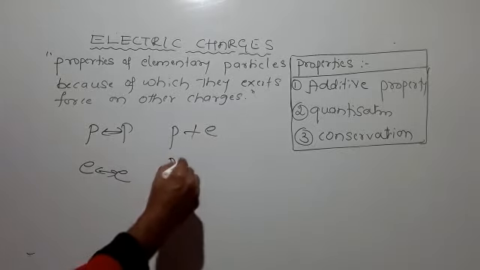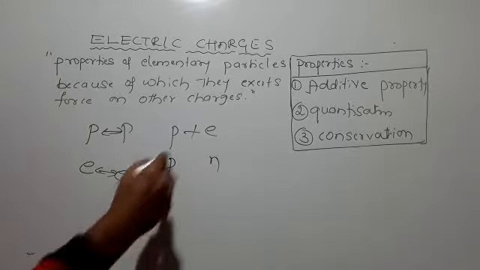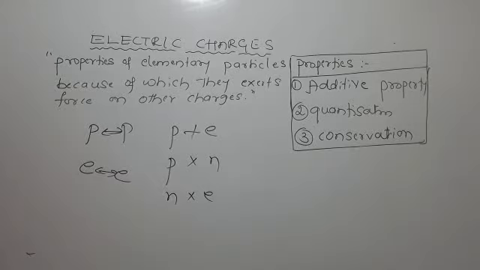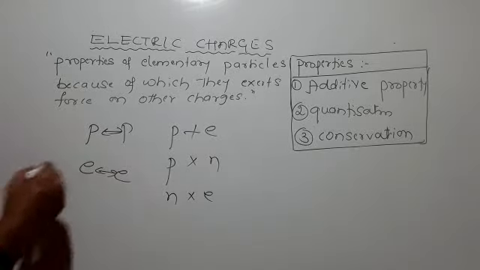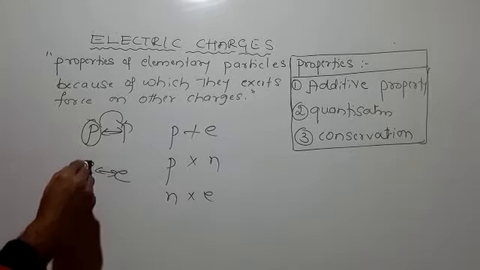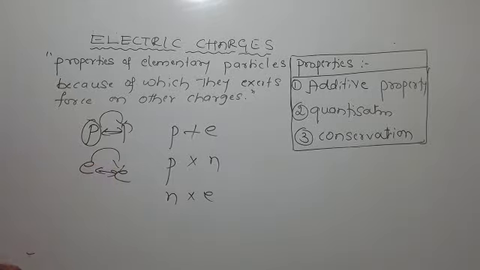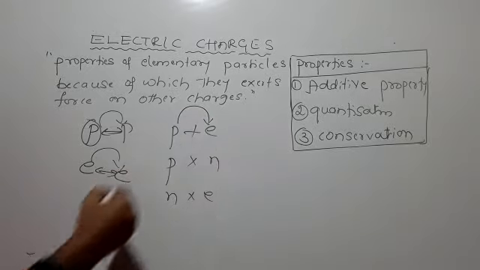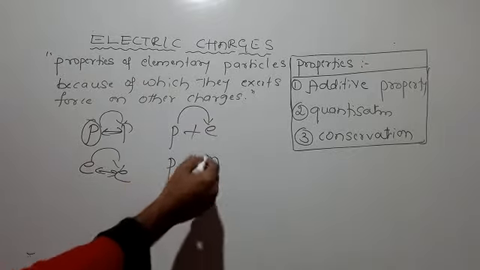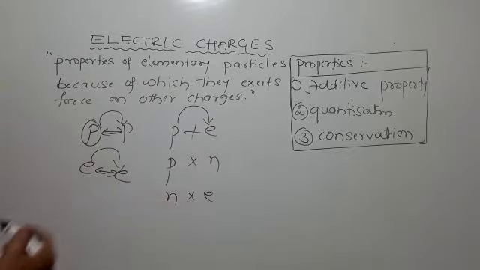If I consider proton and neutron, there is no force between them. Between neutron and electron, there is no force between the two particles. Therefore, an elementary particle like a proton exerts force on another proton. Electron exerts force on another electron. Proton exerts force on electron. Similarly, electron exerts force on the proton, but not proton on the neutron or electron on the neutron.